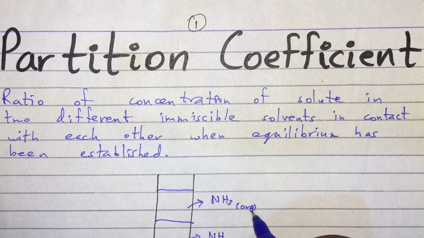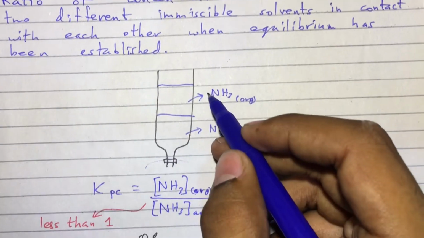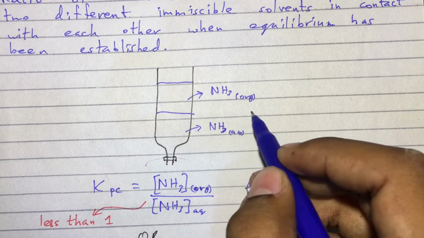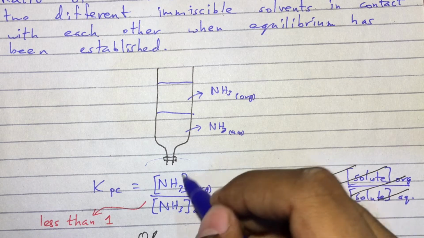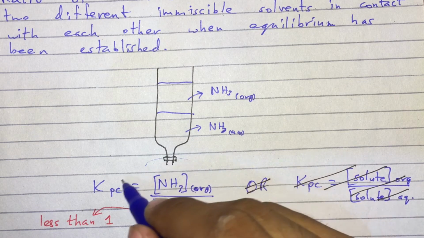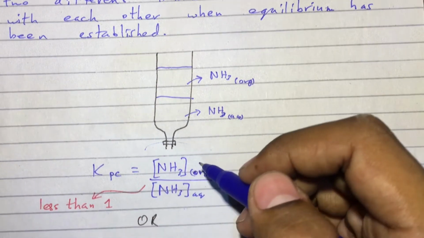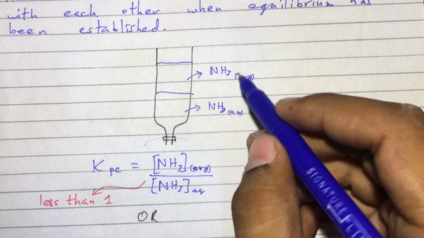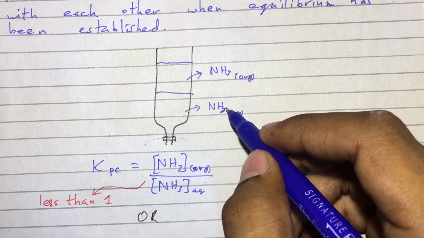So let's say there's an organic solvent and an aqueous solvent, and ammonia has been dissolved in both of them. So the concentration of ammonia in the organic solvent upon the concentration of ammonia in the aqueous solvent, which is basically water. This is the value of the partition coefficient, which is represented by Kpc. Now in this case, ammonia is a soluble, polar molecule.